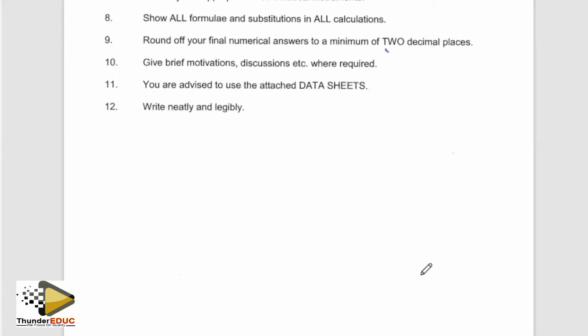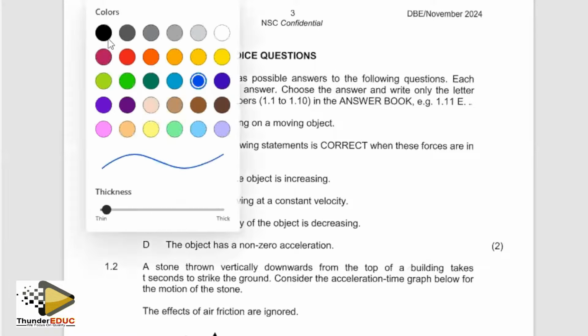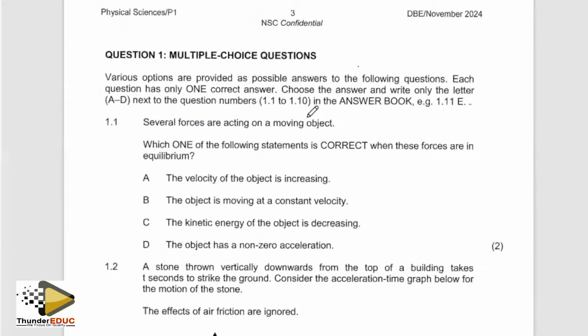Okay, so with question 1, which is the multiple choice, we have various options for answers, and then we can just choose one to be our correct option. Question number 1.1. They're telling us that several forces are acting on a moving object. Which of the following statements is correct when these forces are in equilibrium?